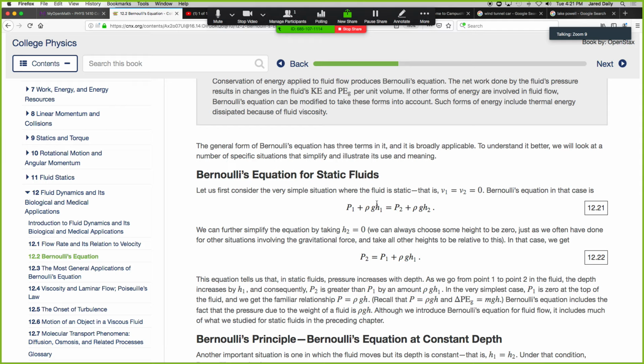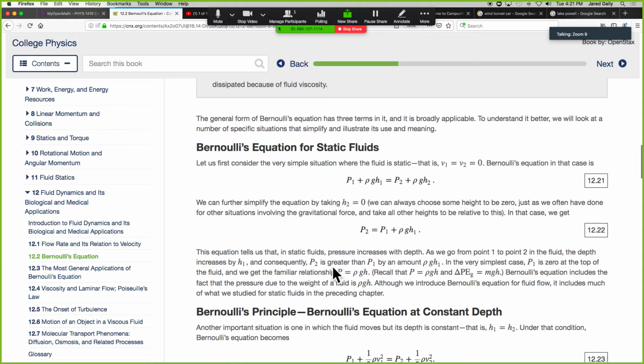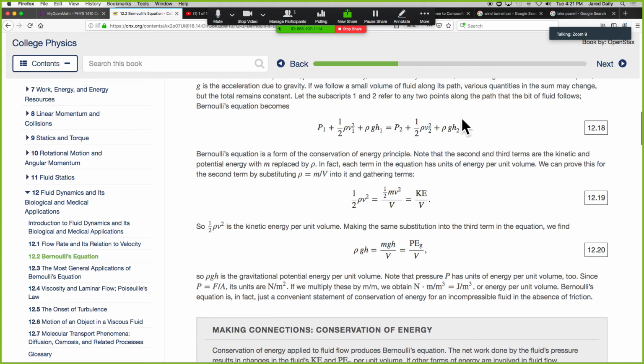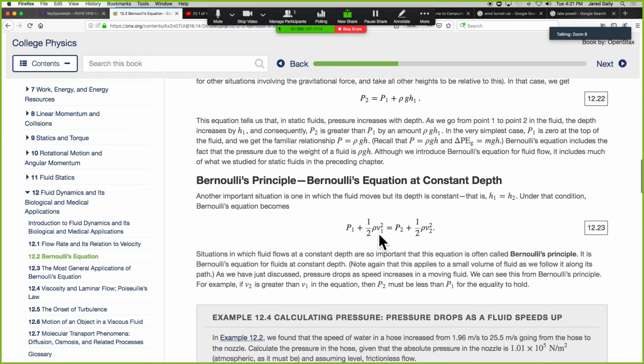We've actually seen this equation. This is actually the equation for the pressure at a depth of a fluid. We saw this in the last chapter. So Bernoulli's equation is an adaptation of the pressure equation from the previous chapter, adding on this moving fluid thing. So what happens if the fluid is moving but it doesn't change height? If it doesn't change height, then this H part of the equation goes away and you're just left with pressures and velocities. So let's look at that really quick.